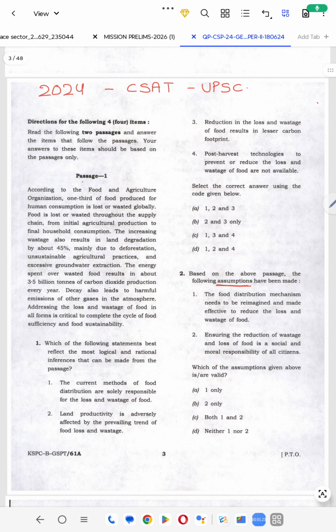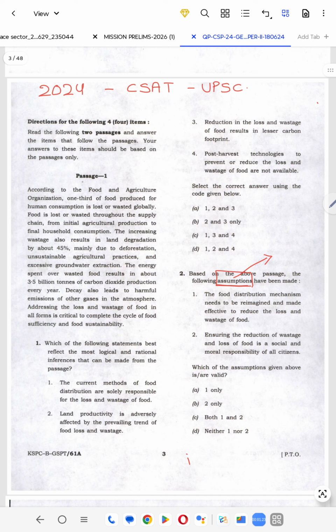Hello everybody. In this particular video, we'll be learning about how to solve assumptions based questions in UPSC CSAT examinations. Many people will find it difficult to solve these assumption based questions. First of all, remember what you mean by assumption? Assumption is nothing but the author is assuming that this can be right or this can be wrong. So it's just the thinking of the author.